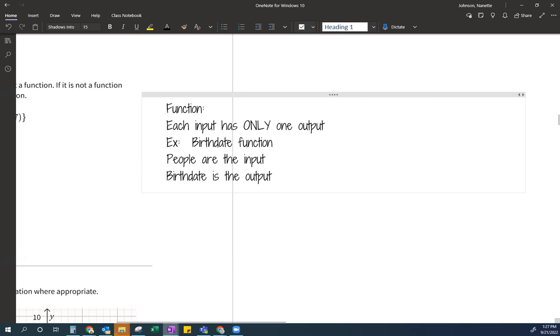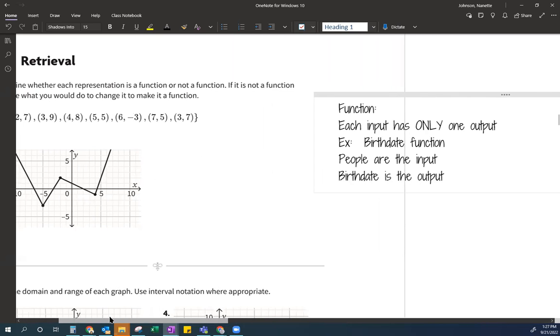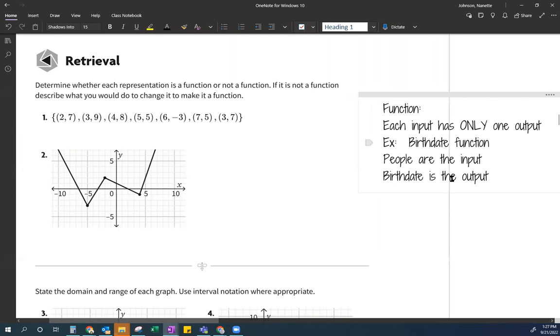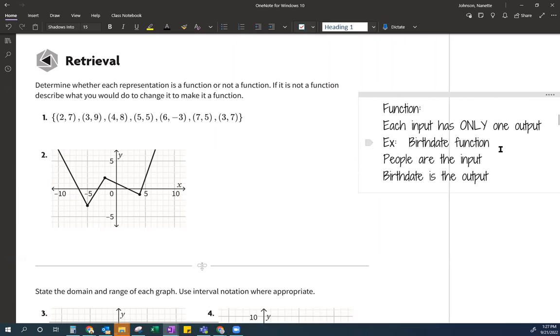So when you're looking at these things here, I want you to keep repeating this phrase: each person can only have one birthday. Now listen to this. Can a birth date have more than one person born on it?